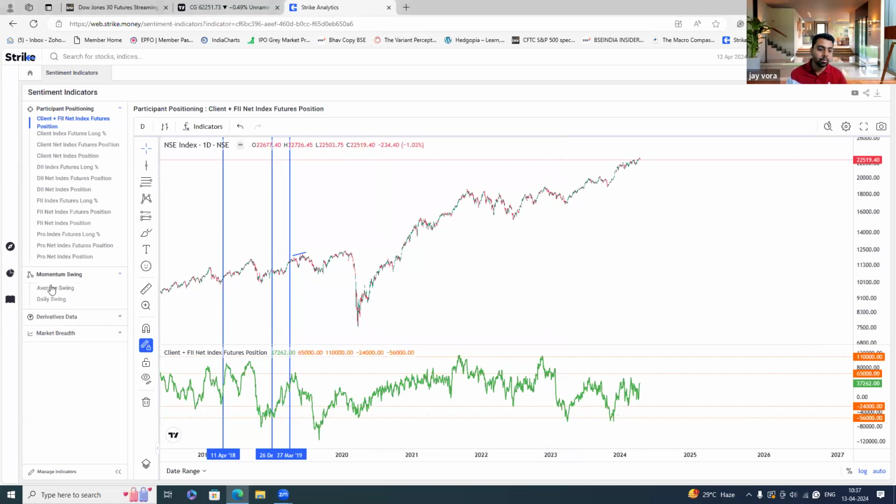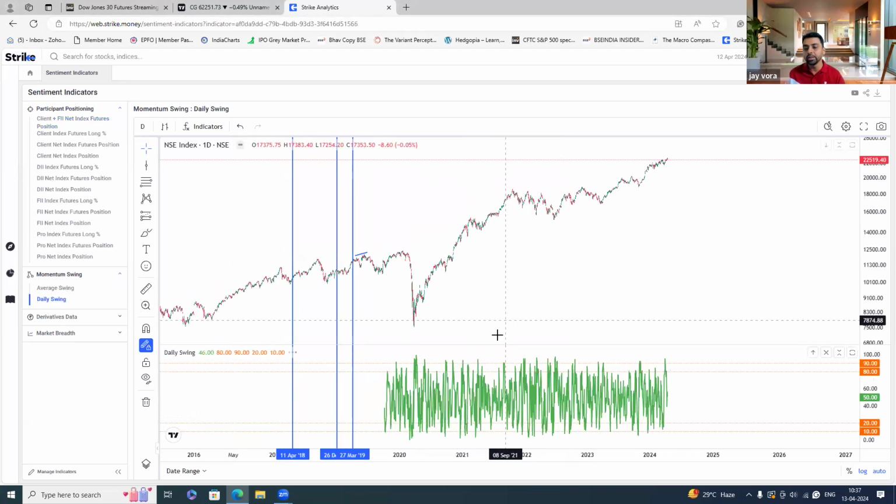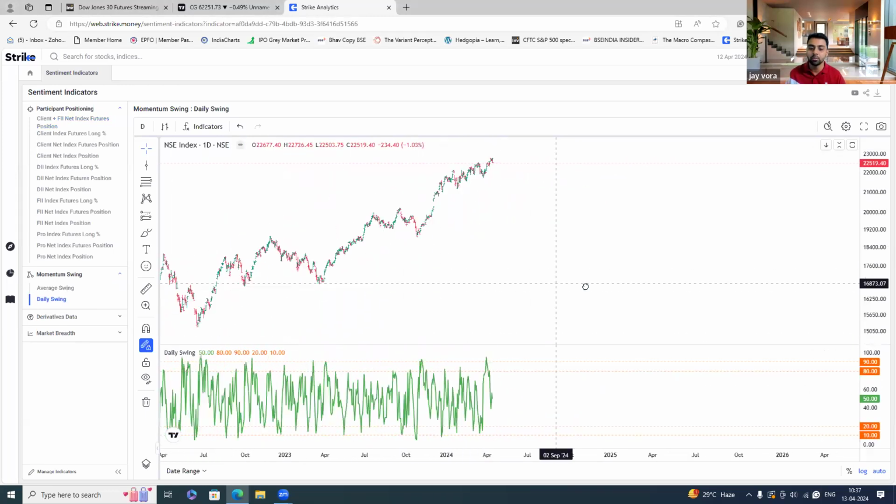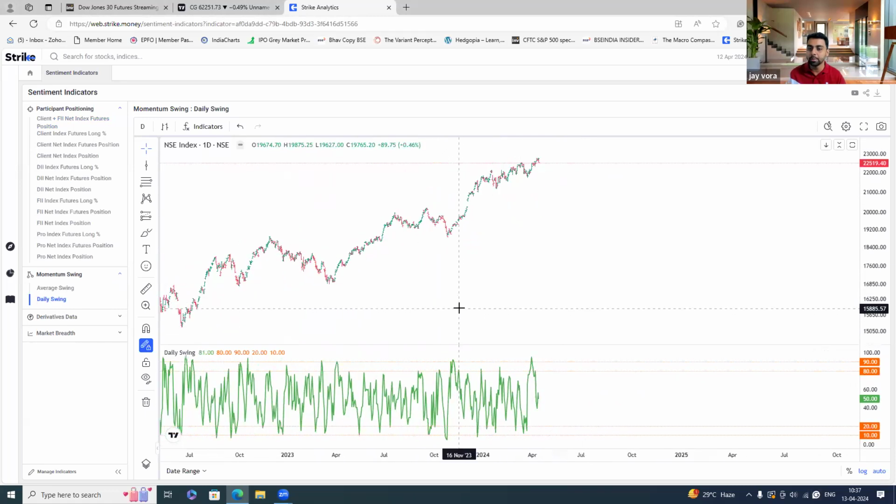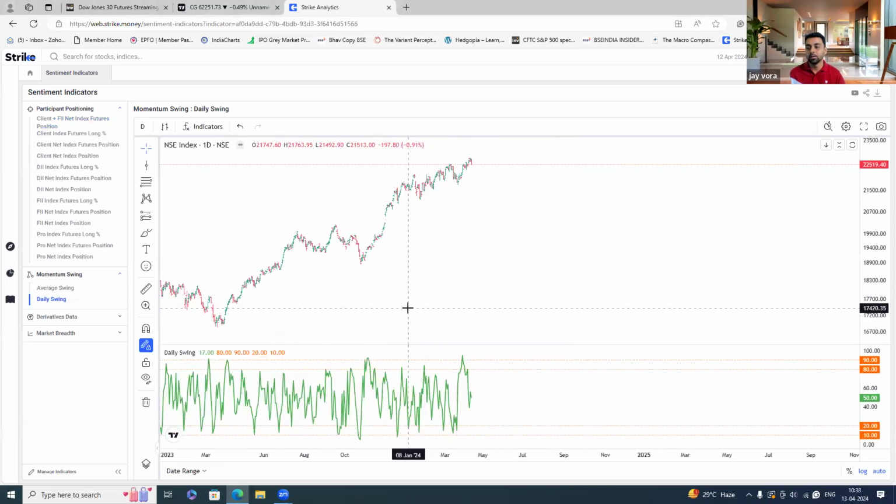Now, this is momentum swing. So, and please don't worry. After this session ends, we will take up Q&A. So there will be ample of time for that.